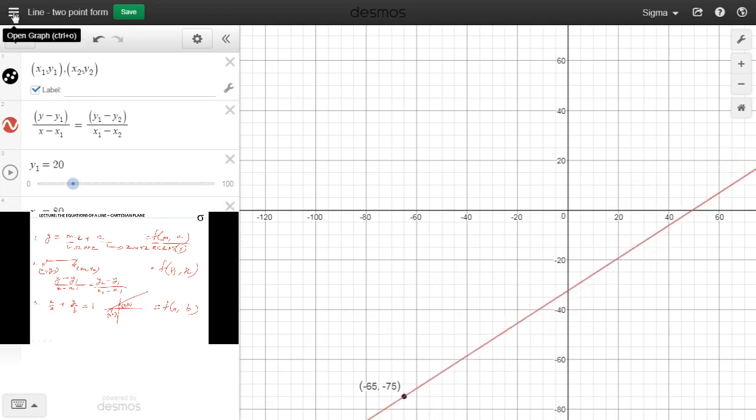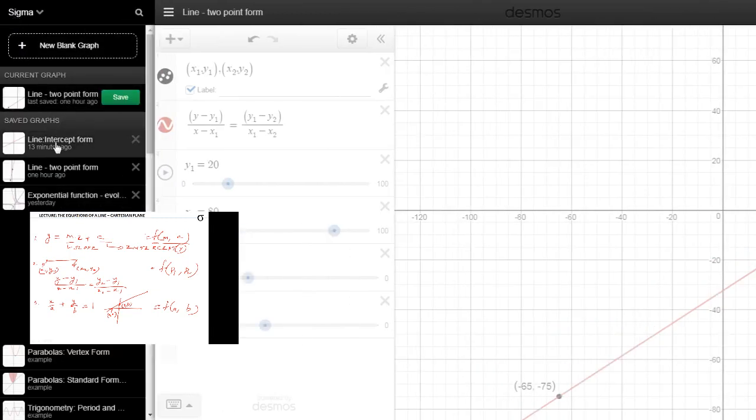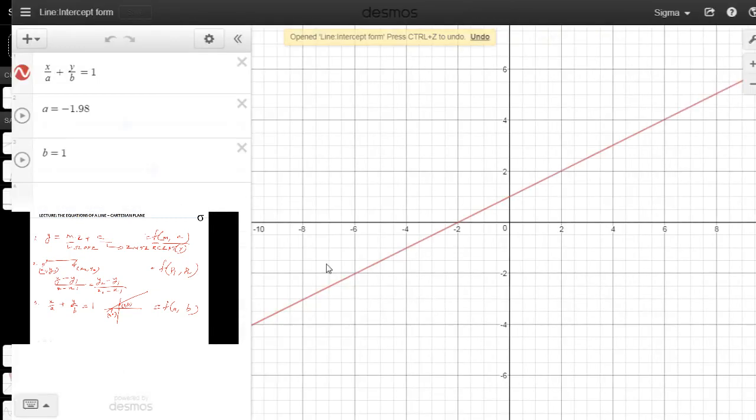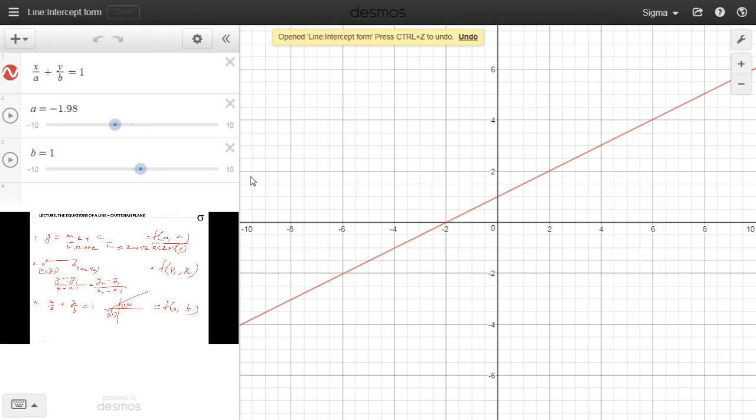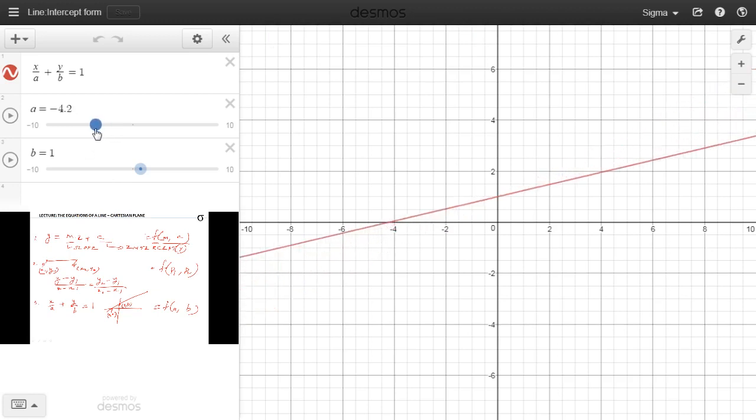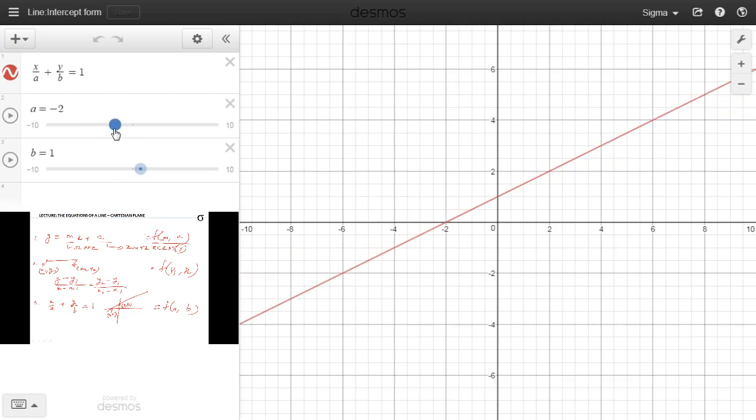Now we'll also see the intercept form. This form of the equation is less common, but nevertheless quite useful. Let's set a to minus 2, 0 and b to 0, 1 here, and then look at this. This is your y-intercept and this is your x-intercept. So minus 2 comma 0 and 0 comma 1.